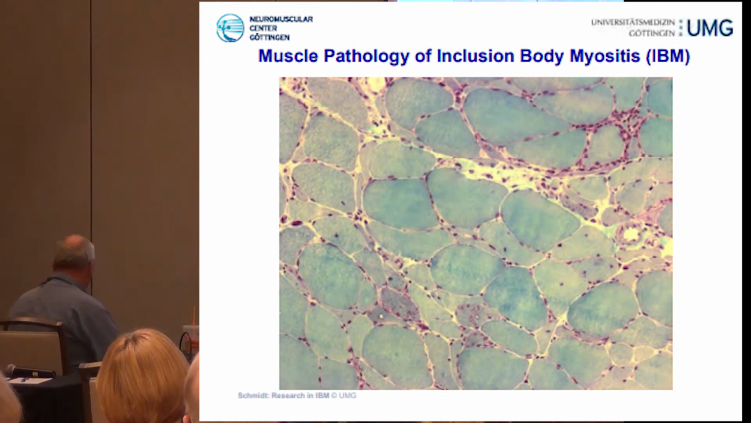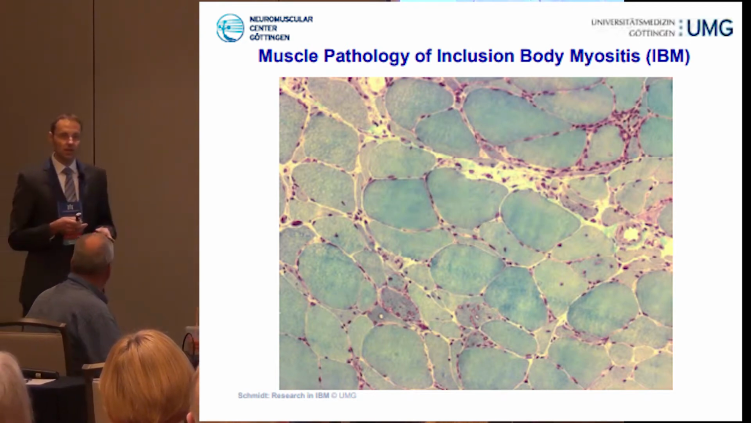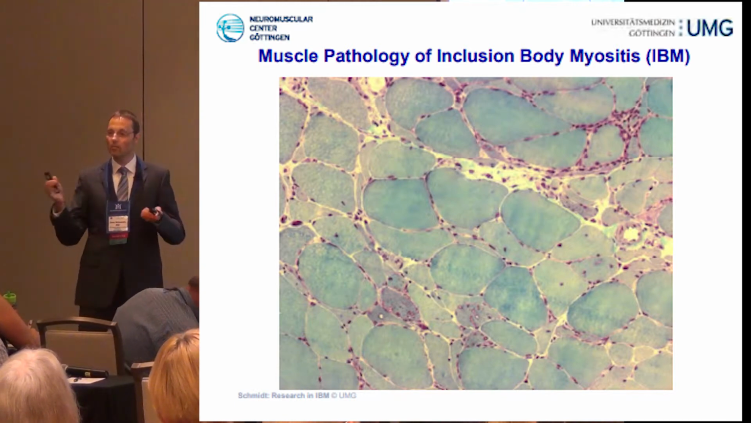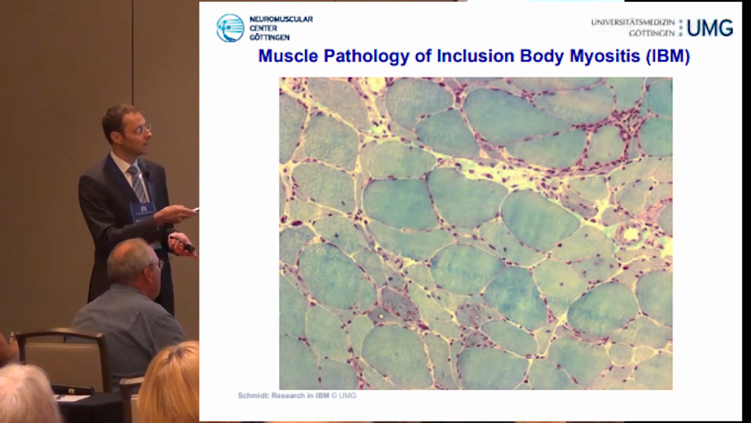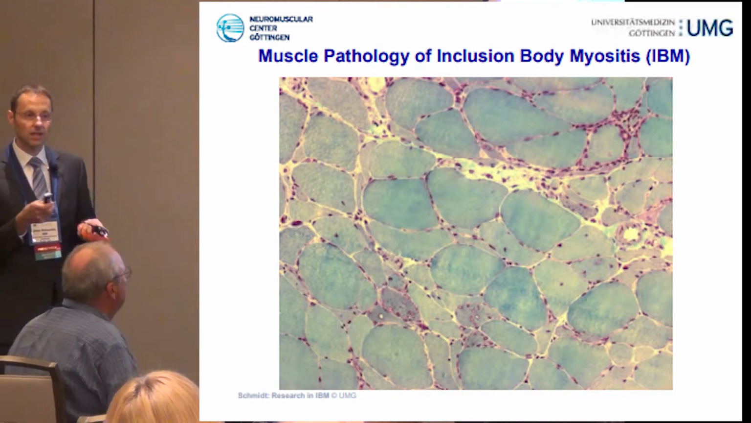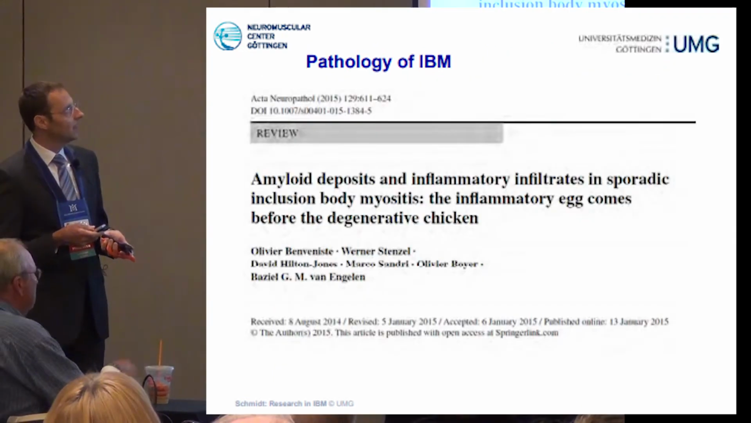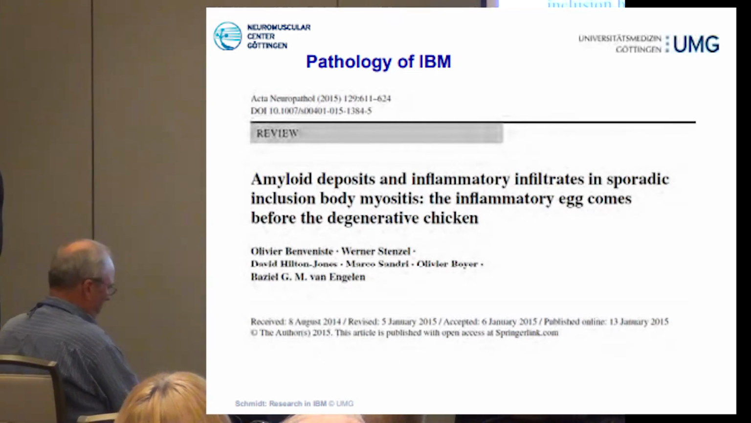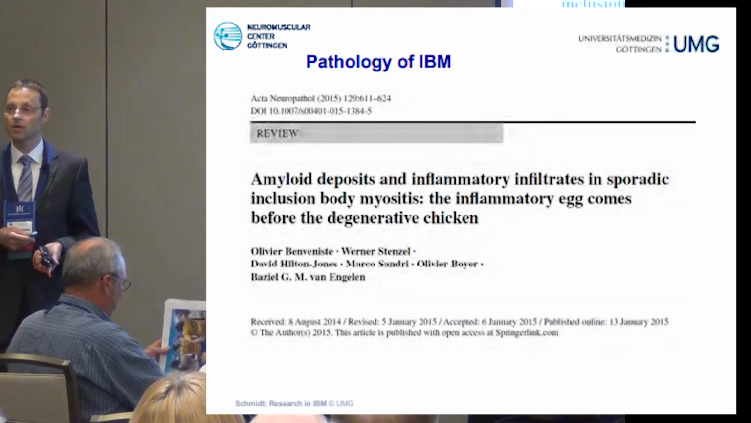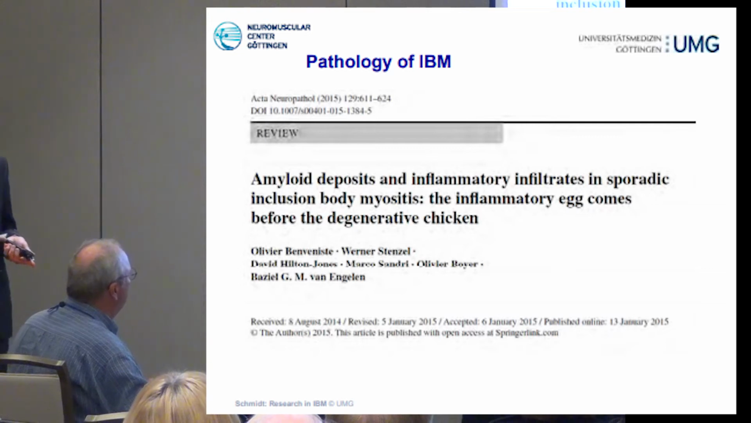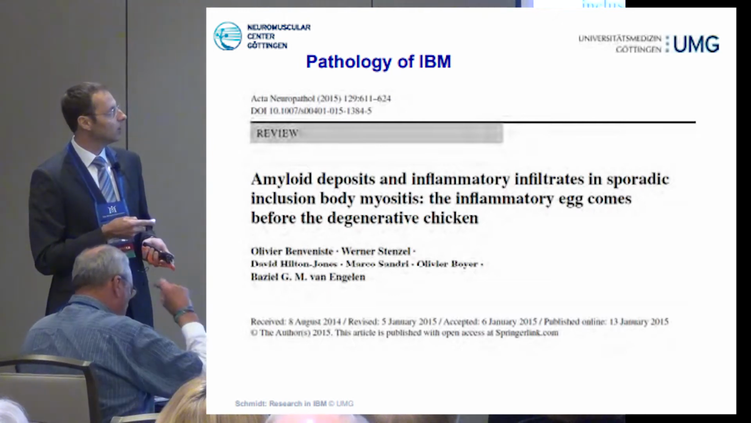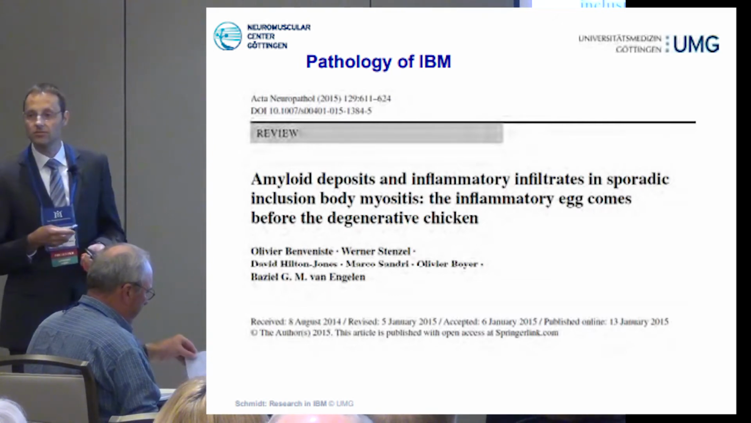And I would like to discuss with you in the next maybe 30-45 minutes what we know of this complex mixture of inflammation on the one side, with the inflammatory cells, and the degeneration with the protein accumulations on the other side. There has been a review by many very knowledgeable people on this. Olivier Benveniste, for example, many of you know that name, from Paris. He's also on the Myositis Advisory Board, Werner Stenzel, and then many others from Europe.